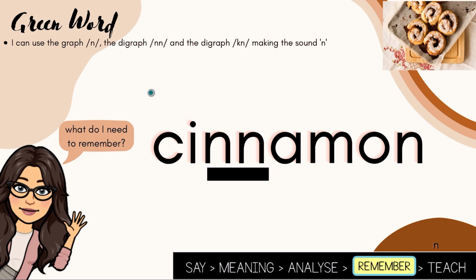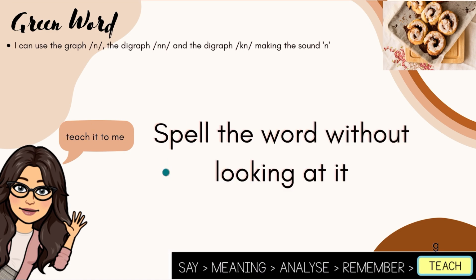Okay, what part of this word do you need to remember? I have underlined the digraph NN, which makes the N sound, as that's part of our spelling focus for this week. However, you might need to remember that the letter O is making the E sound, and the letter C is making the S sound. Okay, have a turn at spelling the word without looking at it. Remember what our spelling focus is for this week, as that may help you with that N sound in the middle of the word.